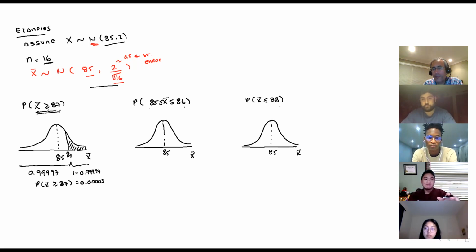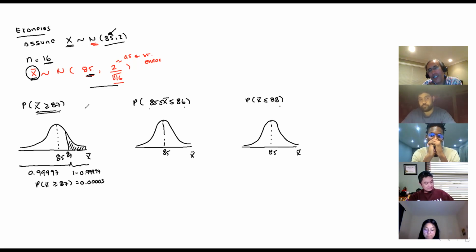Wait, but I thought 85 is the average already. No. Remember, this one here is the average of the distribution of the population. This 85 is the mean of this one, the mean of the average, the mean of the mean. Because this X bar is a mean also. Yeah, okay. I got confused with that. They're both means, exactly.